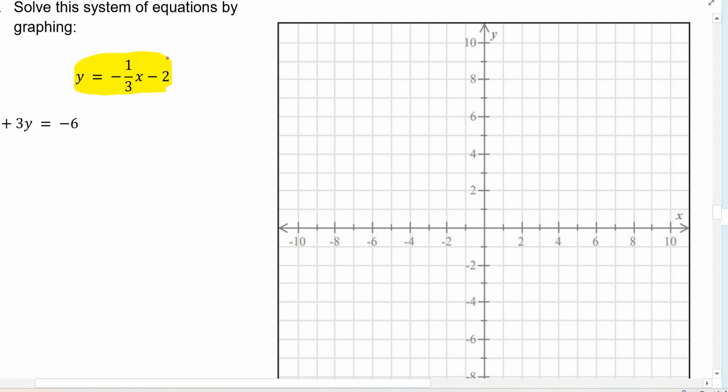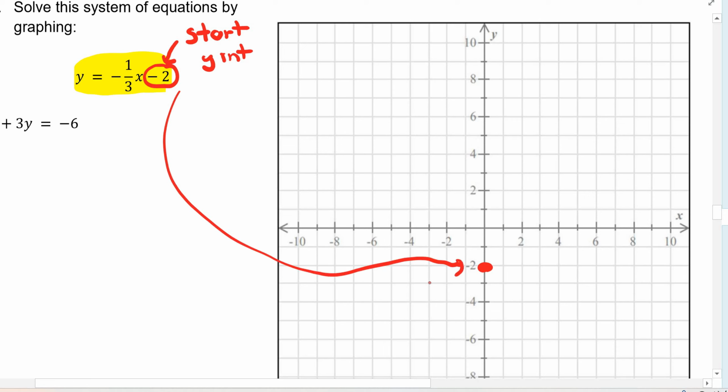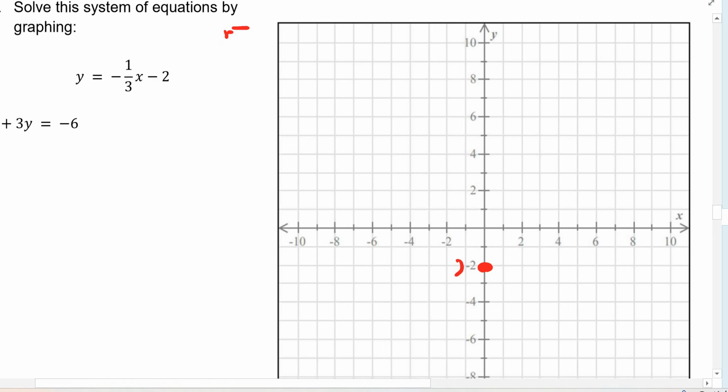So this is where you probably want to start, at negative 2. This is your y-intercept. So your y-intercept is negative 2, which is right there. So let's start right there. And then for the slope, I have this negative 1/3. This whole blue thing is the slope. It's negative 1/3, right? So m equals negative 1/3.